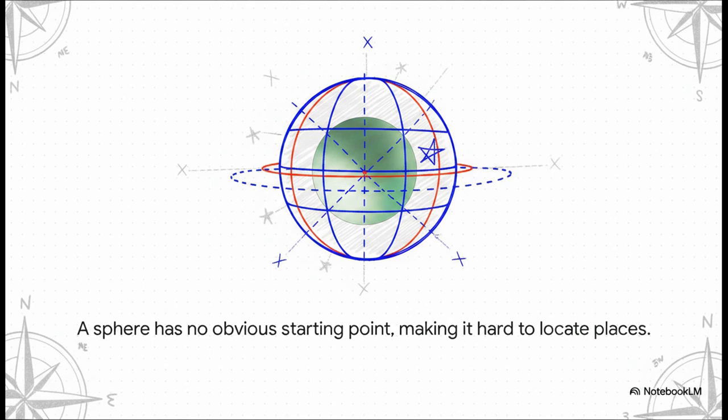I mean, just think about it. A perfect ball doesn't have a natural top or bottom, or a built-in starting line. There's nothing to grab onto. So to solve this, we can't really use what's already there. We have to create our own reference points. We literally have to draw our own lines around the globe.